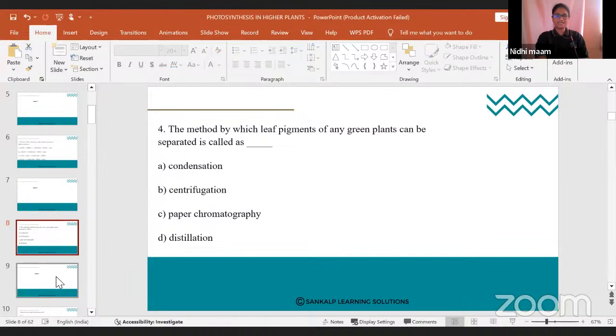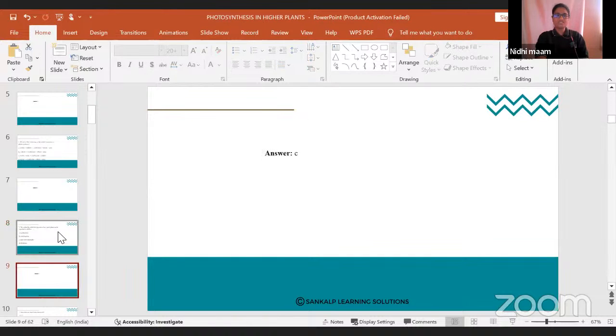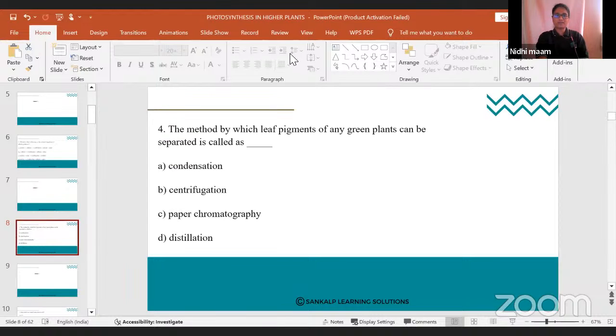So the right answer is option C, that is paper chromatography. Some of you voted for option A, condensation. What do you mean by condensation?